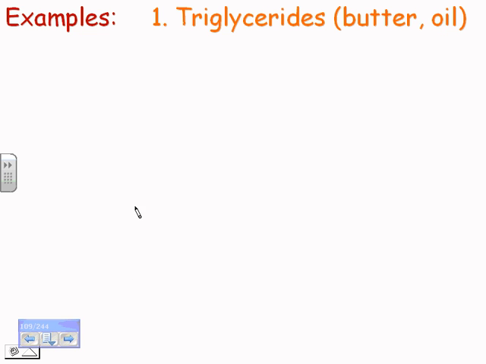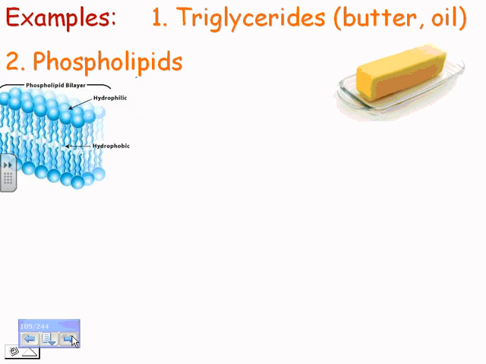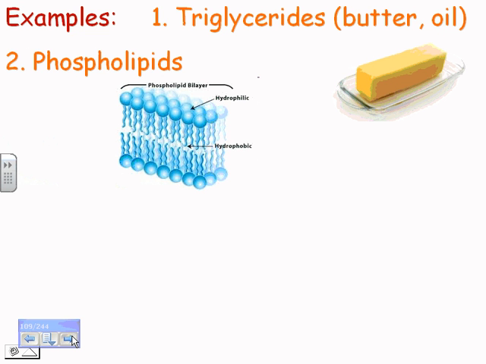So examples of lipids. The first example is triglycerides, and that's butter and oil. And then phospholipids. These are going to be extremely important to us. They are in cell membranes. Because the lipid is hydrophobic and nonpolar, it doesn't mix with water. So this stuff is a barrier between the water outside the cell and the water inside the cell. That's why lipids are super important in cells.